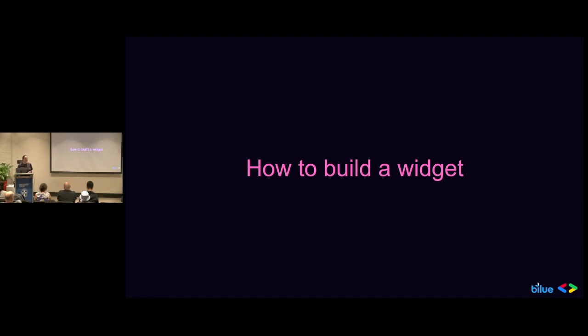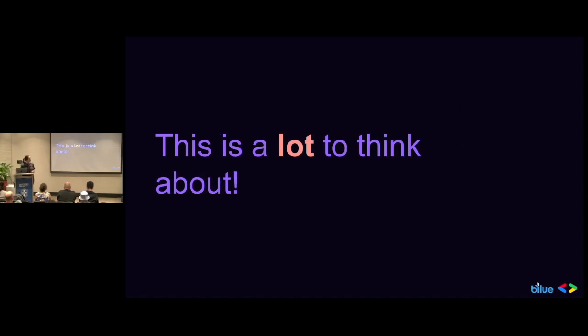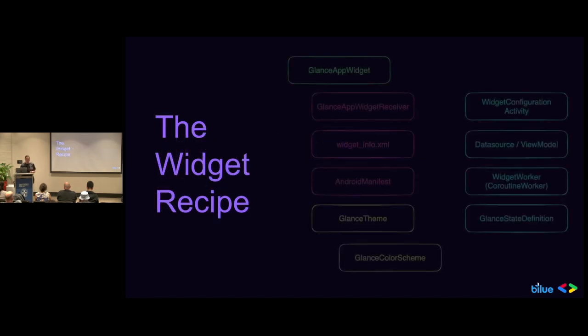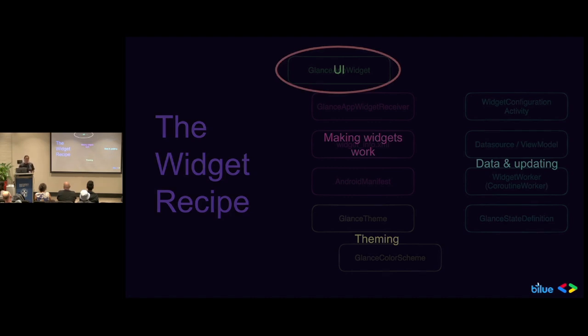So how do we go about building widgets? There's quite a few things we need to think about. There's a lot we need to unpack. So I'm going to talk about the UI, the part that we need. We need to make widgets work in general. We need data and updating. And we need our theming. I've broken off the theming separately to the UI. I'll go through why a bit later. But let's first look at UI in general.